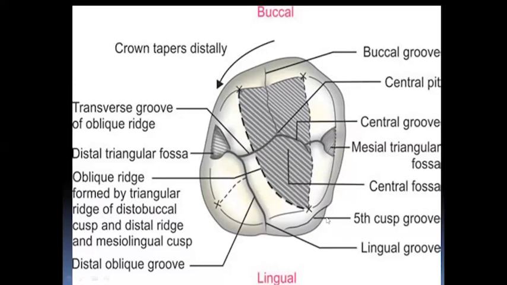Fifth cusp groove. This is a lingual groove. This is the oblique ridge. This one runs mesiolingual to distobuccal. This is the transverse groove of the oblique ridge, distal triangular fossa. The oblique ridge is formed by the triangular ridge of the distobuccal cusp and the distal ridge of the mesiolingual cusp. This is the distal oblique groove.